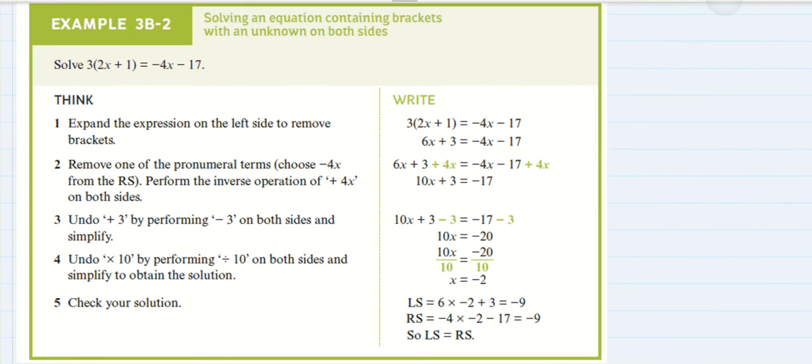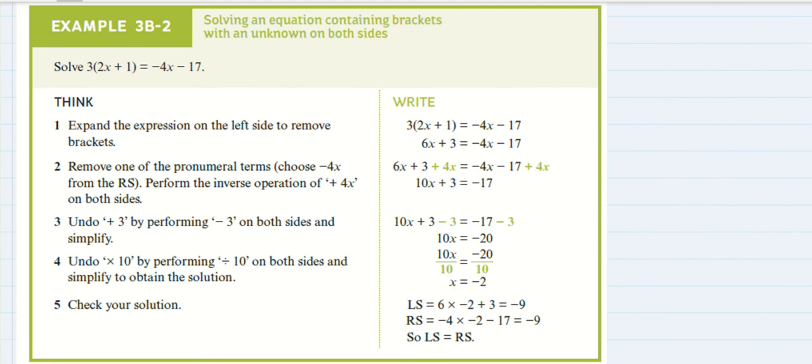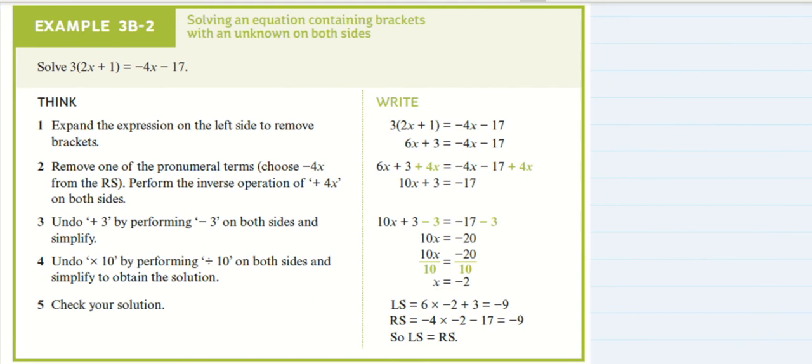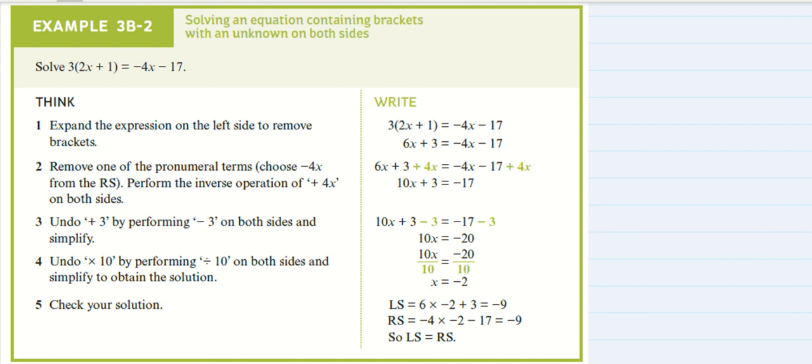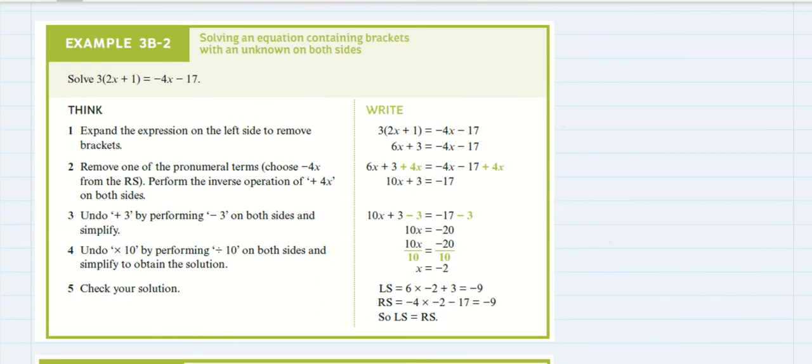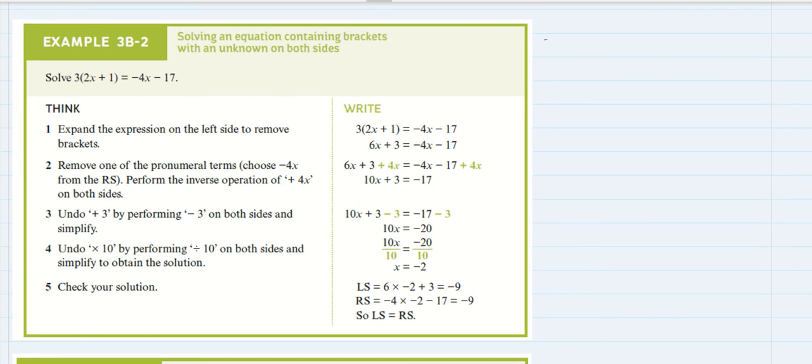Now, what if we've got some brackets? Well, I'm just going to have to expand using the distributive law. So let's have a look at this one. I've got 3 and then 2x plus 1 equals negative 4x take 17. So let's just expand this bit using the distributive law.